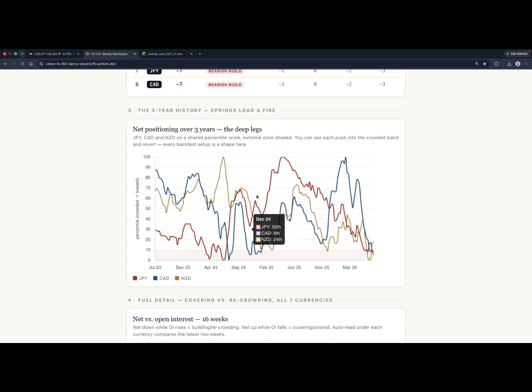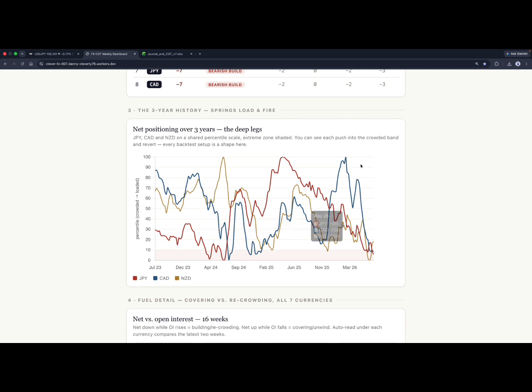So this is something that, again, I'm very, very interested in. The data is very positive about this. Once a currency has hit one of these extreme levels, it's a positive confluence as far as I'm concerned.